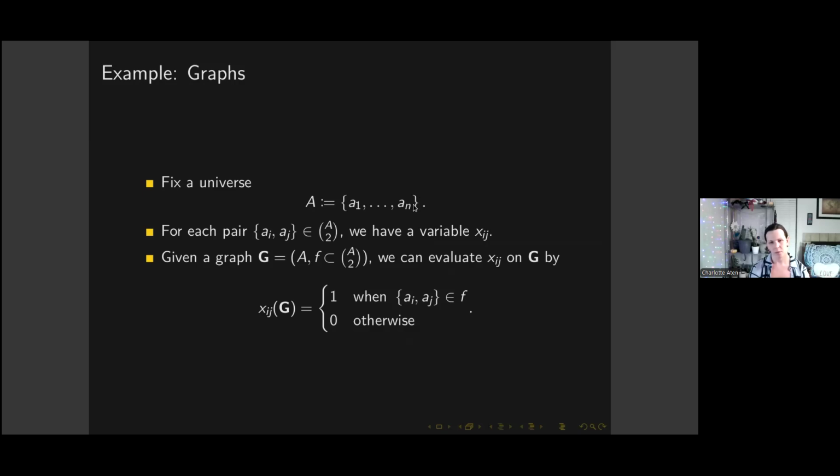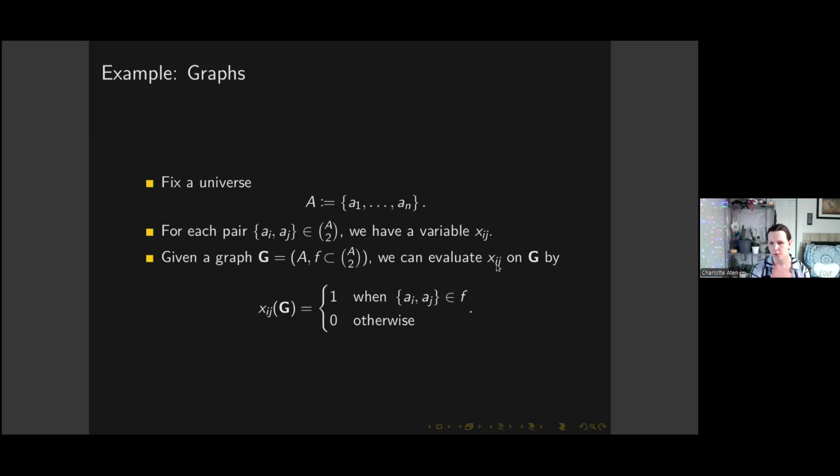If I have some set of elements A1 through An, A choose 2 would be the set of all unordered pairs, in the usual way. For each unordered pair, I could have a variable xij. By this definition, xij and xji are supposed to be the same variable; we won't worry too much about it. If I have some graph, using the model theoretic notation, bold G, it has some universe A that is the set of vertices. For reasons that will be made clear later, I'm going to call the edge relation little f, but it's just some set of those unordered pairs.